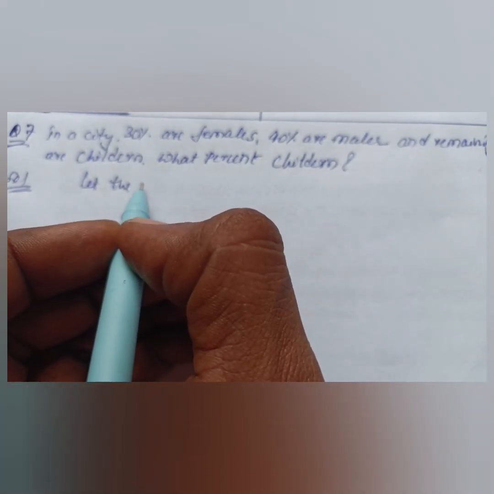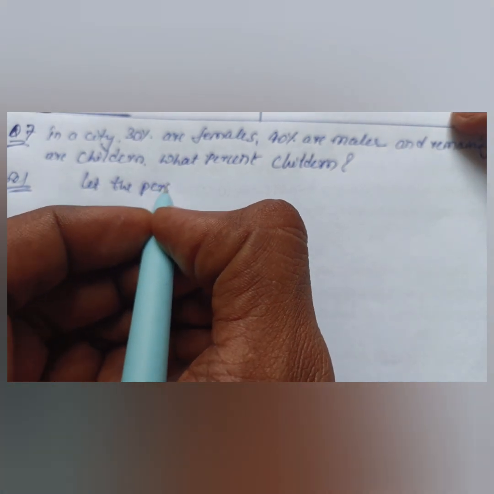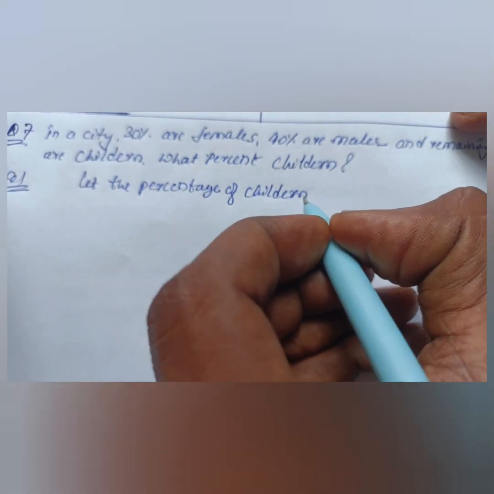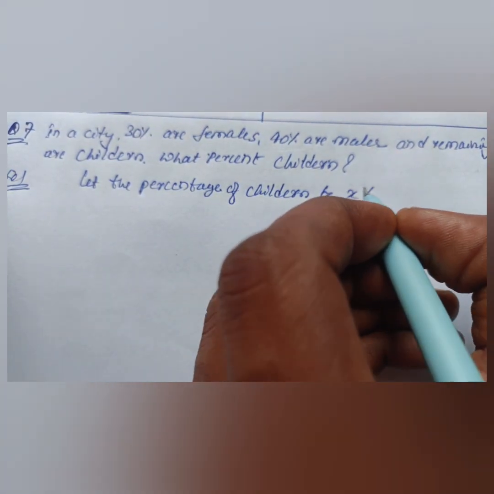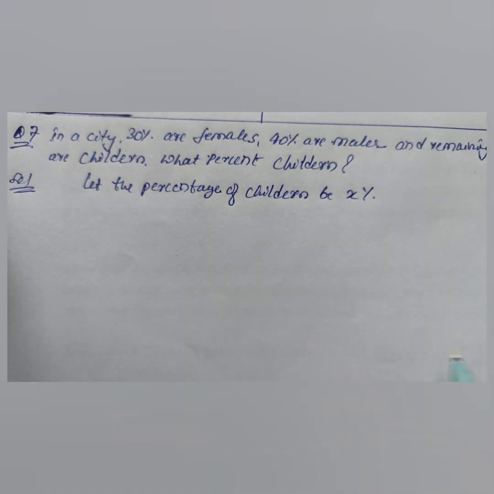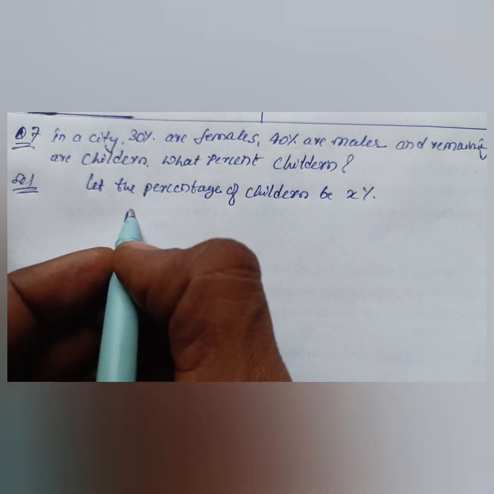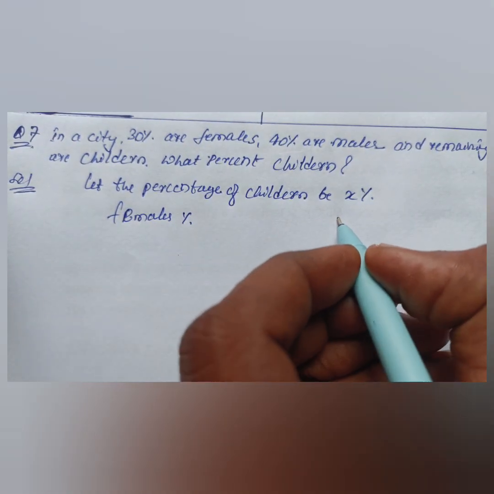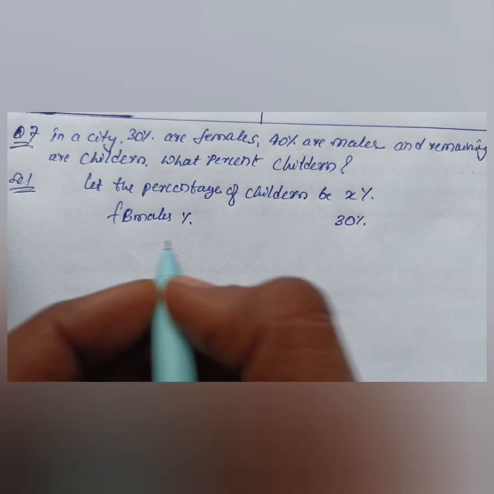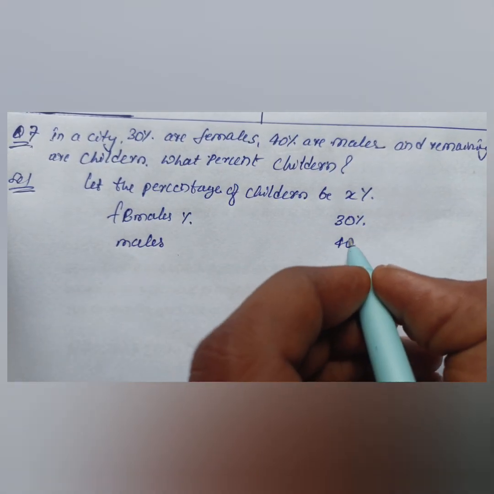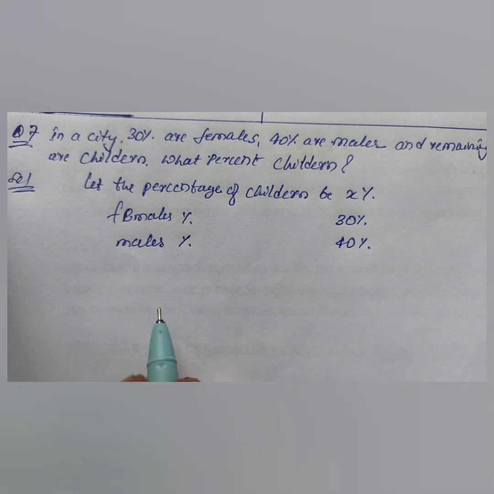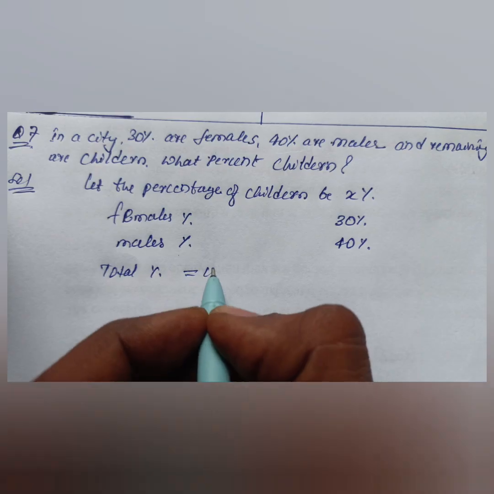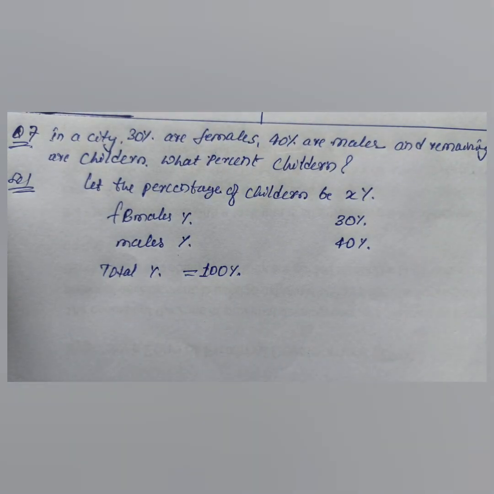Let the percentage of children be X%. Okay, so we know that the females percentage is 30%, and the males percentage is 40%. Now the total percentage we know is equal to 100%, right?